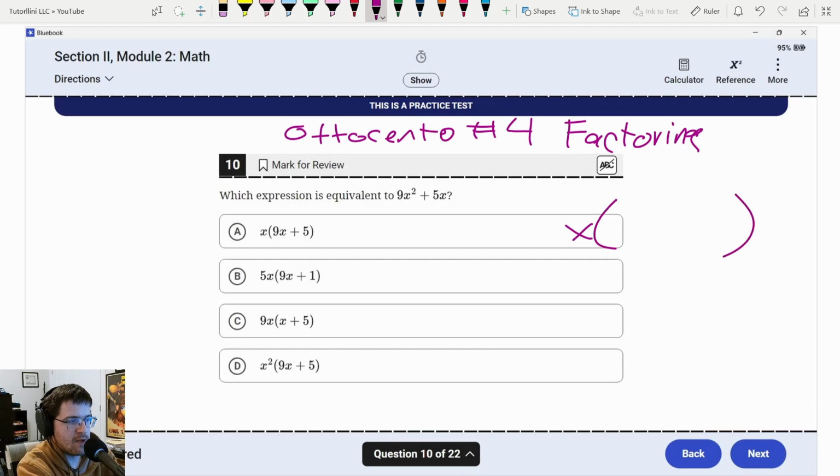And then to find out what's left, you kind of just divide. So 9x squared divided by x is 9x. And then 5x divided by x is positive 5. So we get x times 9x plus 5. And that is looking a lot like choice A.